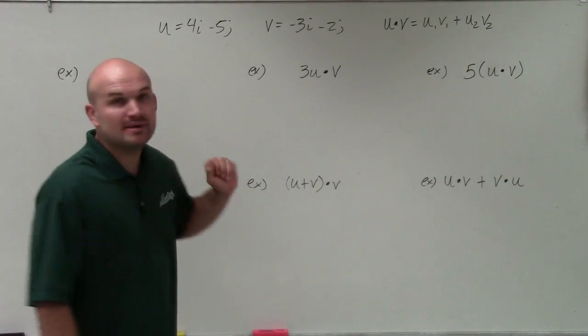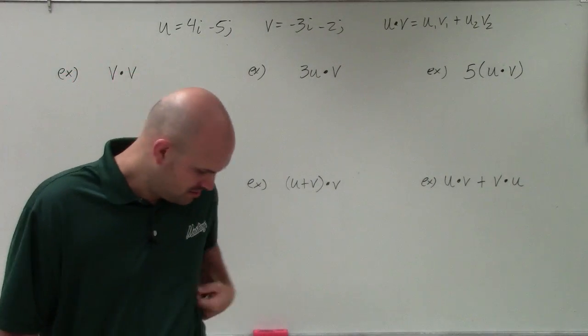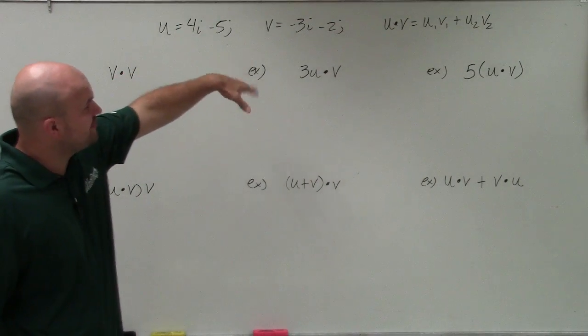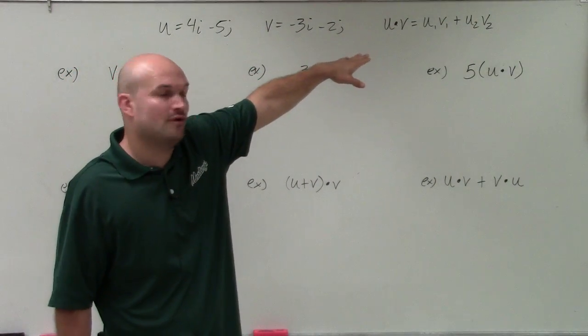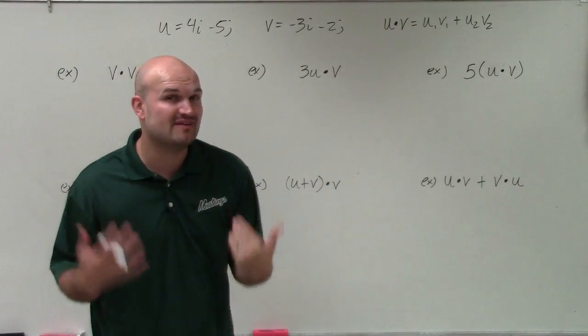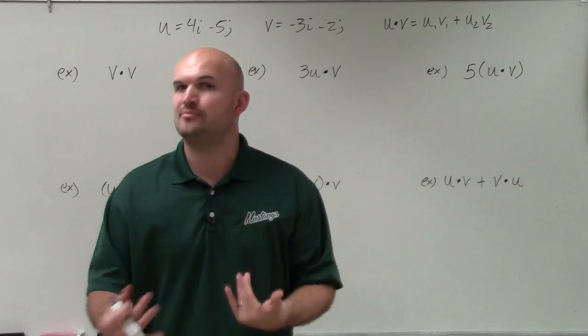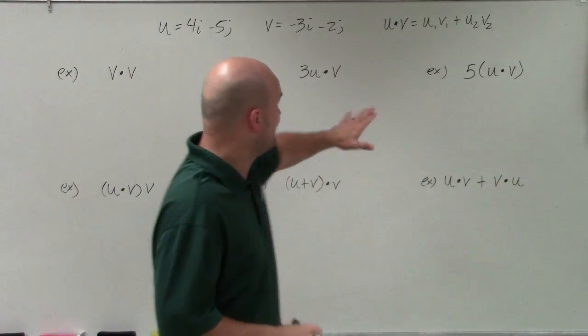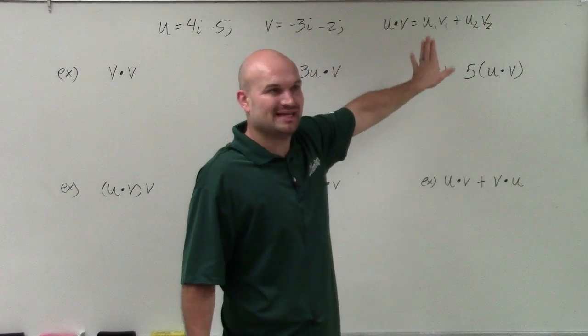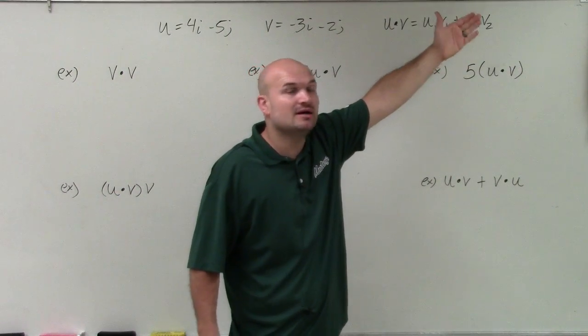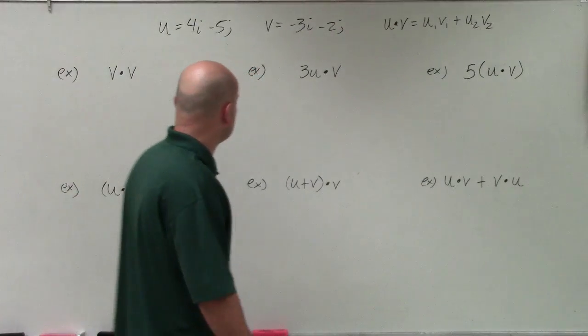So if you remember, I have my vector u, I have my vector v, and the formula for the dot product. Remember, the dot product produces a scalar, not a vector. Very important, a lot of students sometimes forget. And remember that the dot represents the dot product, not multiplication. There's your formula: component 1 times component 1 plus component 2 times component 2.